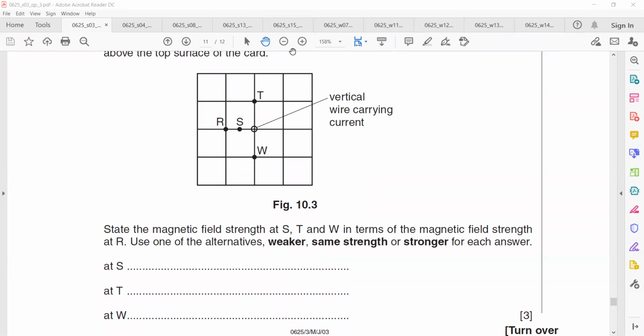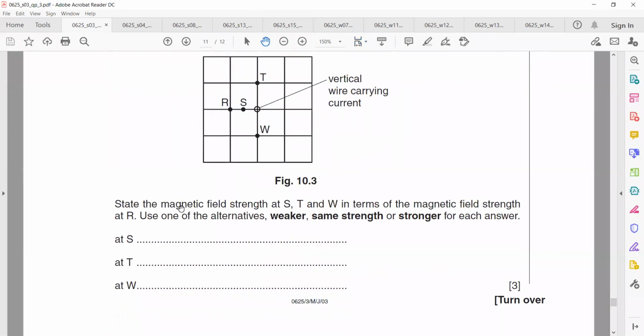The question is: state the magnetic field strength at S, T and W in terms of the magnetic field strength at R. Use one of the alternatives, weaker, same strength or stronger, for each answer.